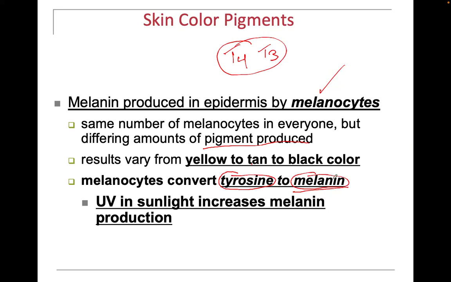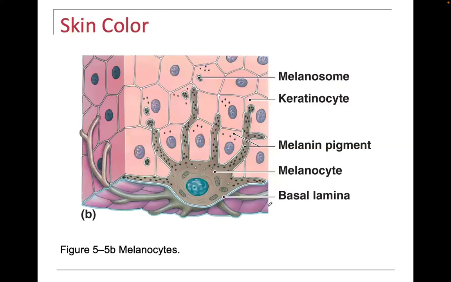Not to be confused with melatonin. Melatonin is from the pineal gland. Okay. And the UV radiation that comes down in the sunlight is going to increase the amount of melanin that we produce. So here is a melanocyte, and these are all keratinocytes. So we're going to have UV rays that are coming down, that are beating down on us.